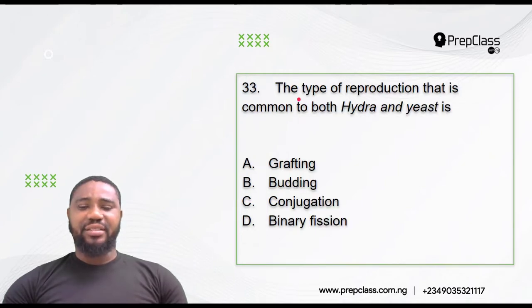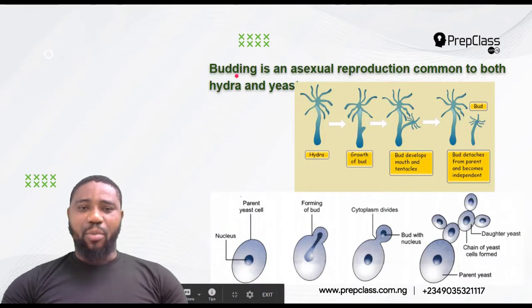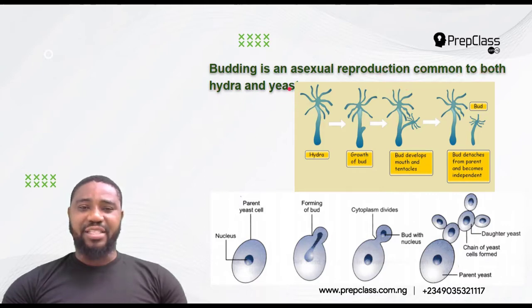33 says, the type of reproduction that is common to both Hydra and yeast is. Is it grafting? Is it budding? Is it conjugation? Is it binary fission? Now let us see. Budding is an asexual reproduction common to both Hydra and yeast.